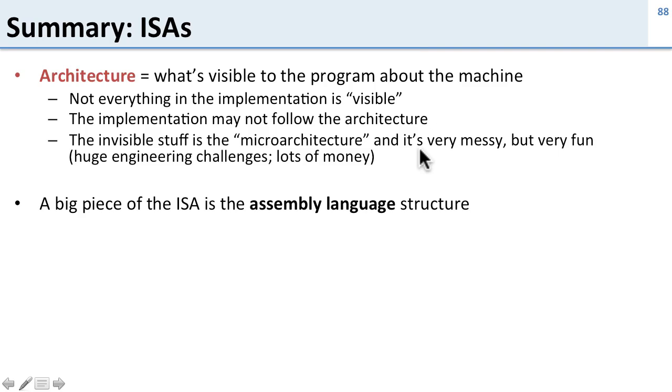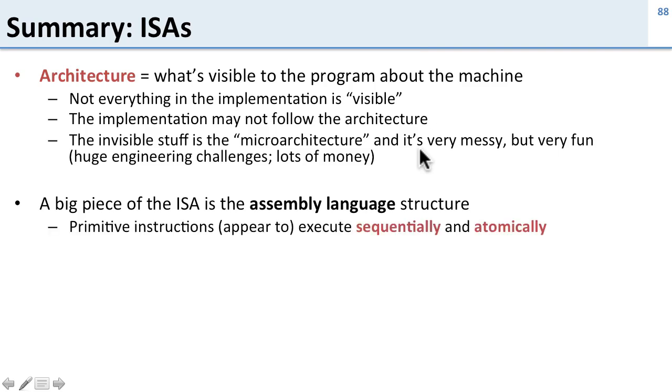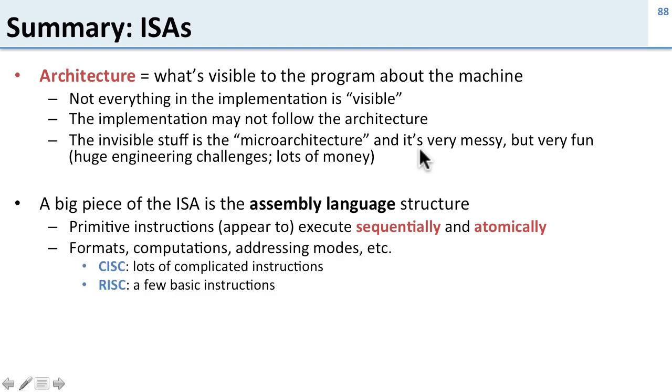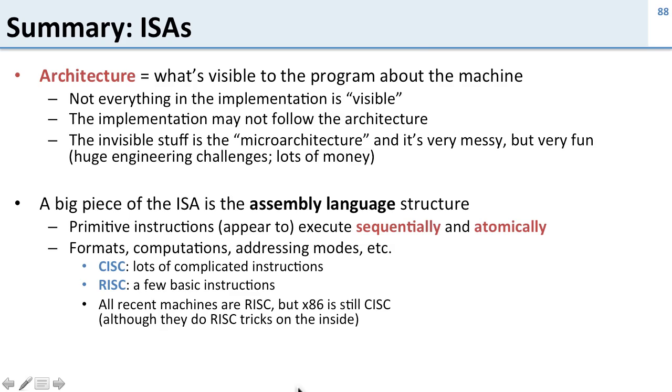A big piece of the ISA is the assembly language. And so we've seen these primitive instructions and how they appear to execute sequentially and atomically, but they don't necessarily do that in reality. We've talked about the different ways that we can have ISAs, so formats and addressing modes, and we compared CISC processing, which has lots of complicated instructions, and RISC processing, which only has a few. The benefit of CISC is it's easier to write assembly language programs with fewer instructions, but with RISC it's easier to compile, but you have more instructions.